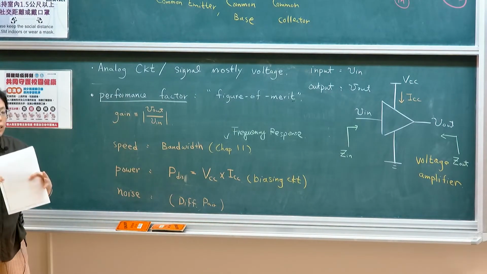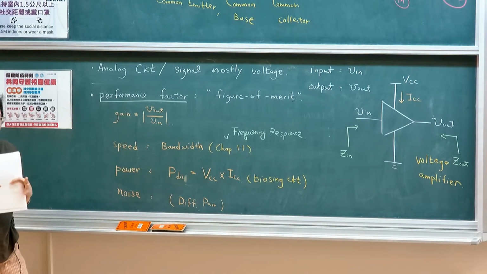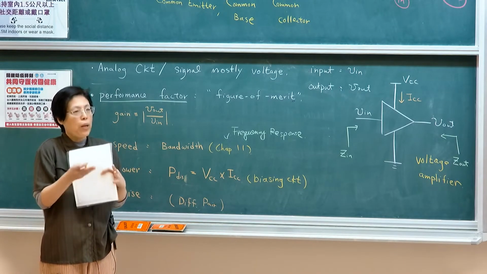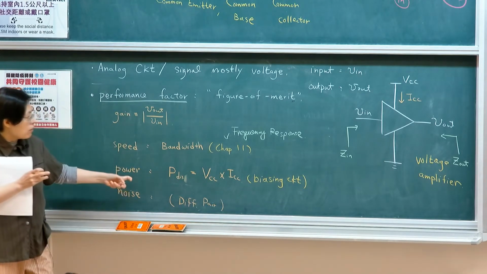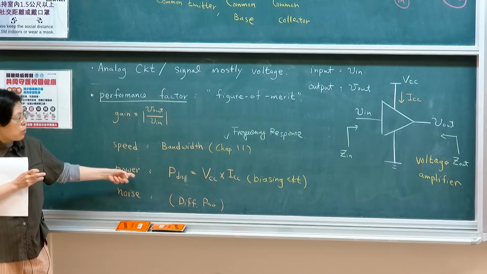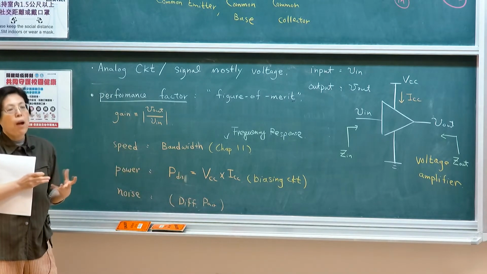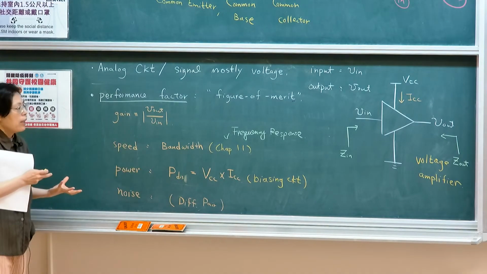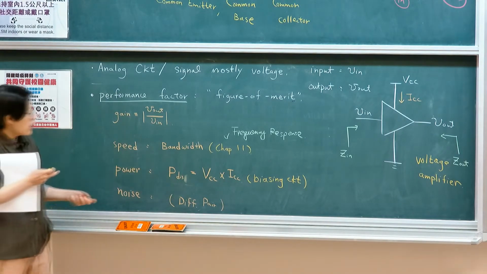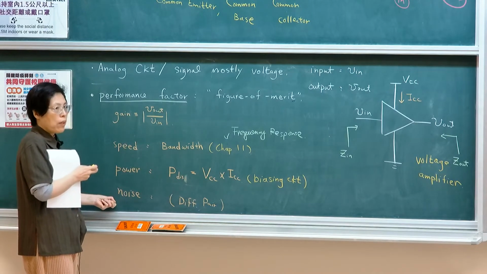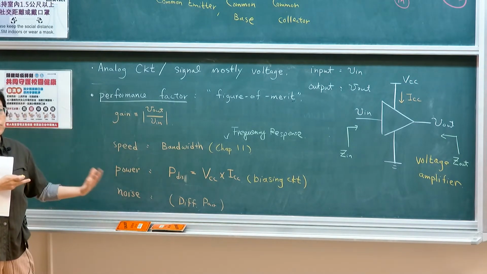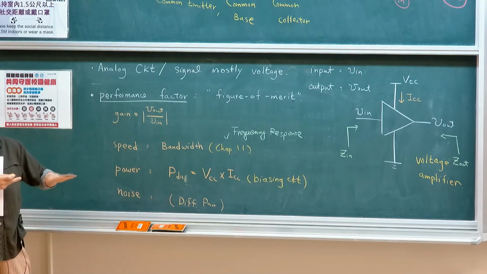So how much does it put in order for your circuit to stay at this particular state, waiting for the signal to come in? That's called DC power or biasing power. Typically, biasing power will determine most of the power in an analog circuit. And of course, lastly, we'll talk about whether it's a low noise design or whether it's being disturbed by noise signals.